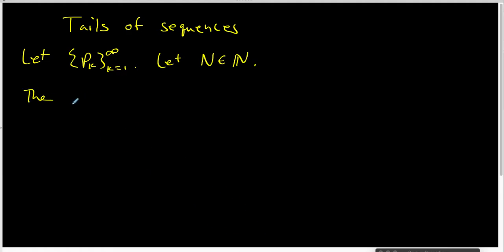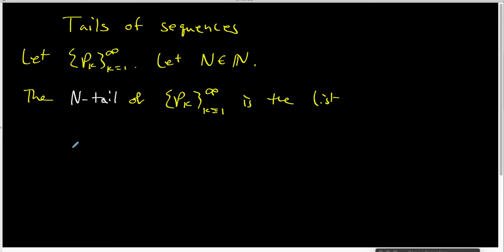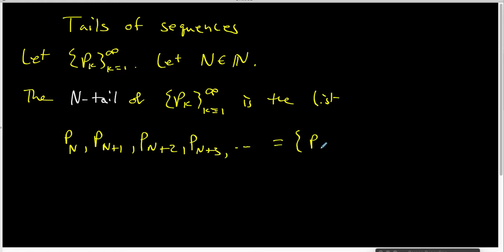The so-called N tail of our sequence is the list, and it's going to start with the Nth term of our sequence, and then it goes on to the next one and the next one and the next one and so on. And this is often written as the sequence of p_k, as k starts at capital N and goes to infinity.